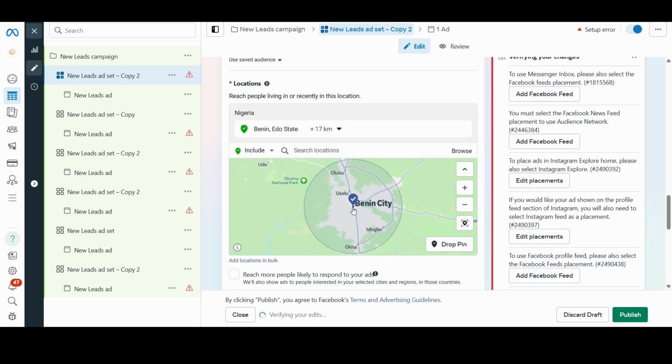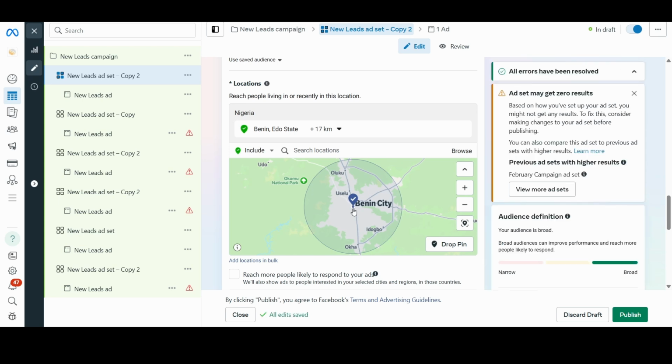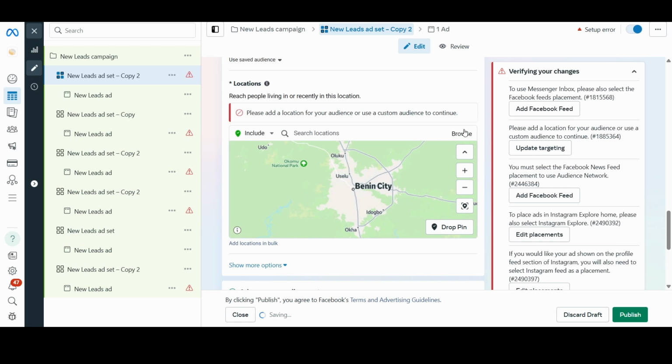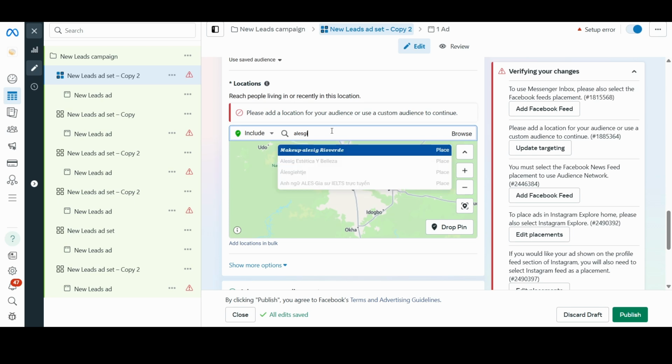So if you want something more targeted, how do you achieve this? Where is your location? Stand in your location and pin that location. For instance, let's say I'm in Aleshinloye. That's the market that I am in.